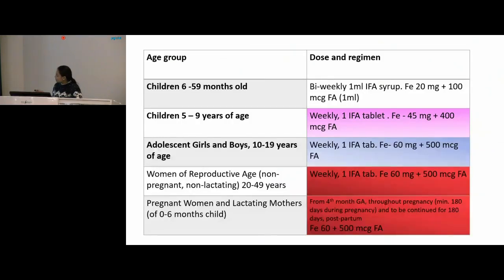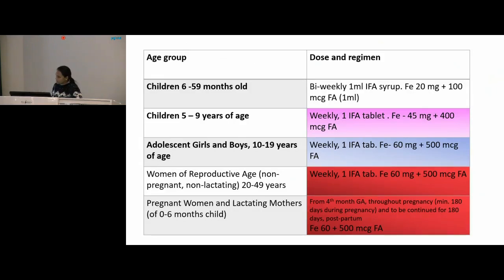So all the children in 6 to 59-month-old age group are supposed to get this bi-weekly iron folic acid syrup supplementation. I mean, you just remember only probably our pediatric age group recommendations, and that 1 ml of iron folic acid syrup is supposed to contain 20 mg of iron and 100 micrograms of folic acid. Similarly, in children between 5 to 9 years of age, they are supposed to get weekly iron folate supplementation. That 1 iron folic acid tablet, which is available again in the Anganwadis, is supposed to be containing around 45 milligrams of iron and 400 micrograms of folic acid.